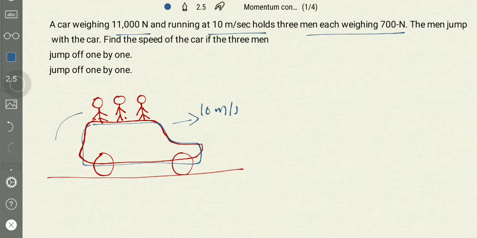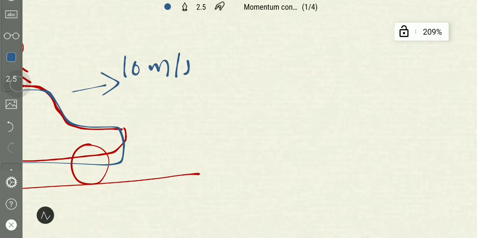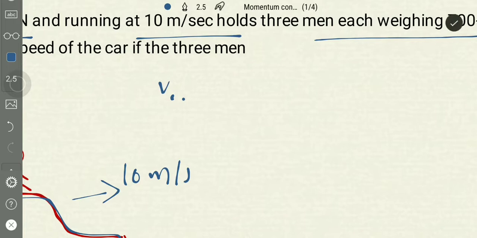and each person jumps one by one, and the relative velocity between car and this person is 5 meter per second. What is relative velocity? Velocity of this person when compared to this velocity, which is called relative velocity. So we can write, velocity of car minus velocity of person is equal to relative velocity in this case. Relative velocity in this case is this.